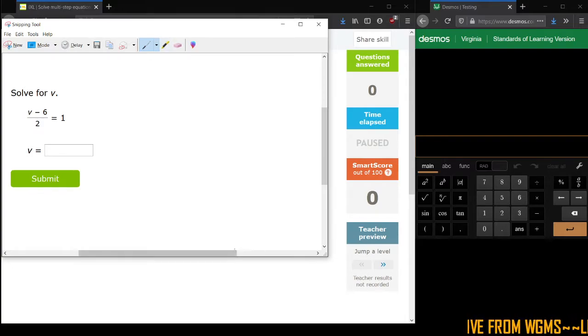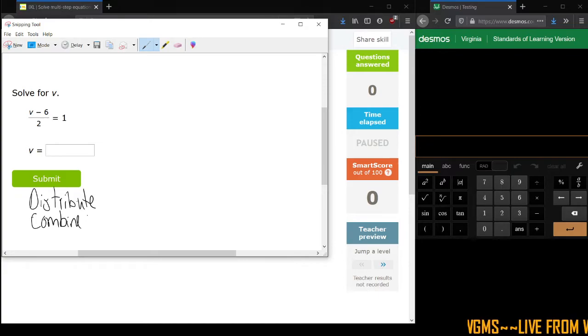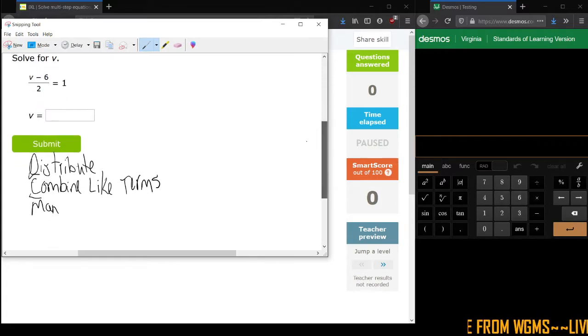Again, as a reminder of what that is, we're saying that we want to distribute. We want to do the distributive property first. Distribute. And then we can combine like terms. Combine like terms. And then we lastly manipulate the variable. And what that means is we're just kind of doing the multiplicative inverse property. So manipulate the variable.